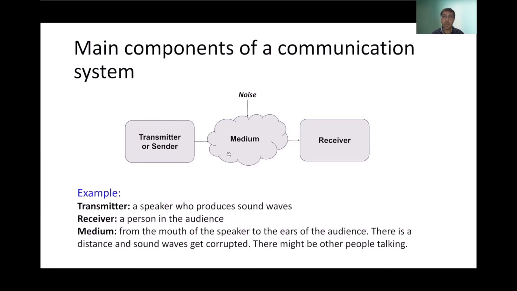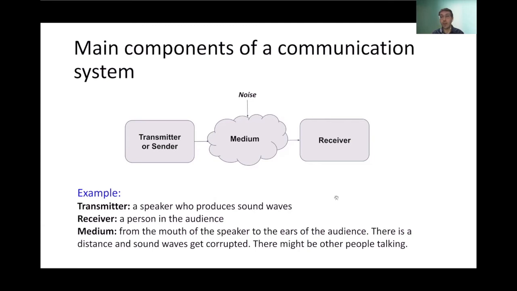There's also a receiving end, a receiver. Between the transmitter and receiver, we have a medium through which information travels. As an example, the transmitter can be a speaker who produces sound waves in the air. The receiver can be a person in the audience. And the medium is the air from the mouth of the speaker to the ears of the audience. You can see that I have added noise here to the medium. I want to emphasize that there is always corruption and distortion when information flows through the medium. There's a distance between the transmitter and the receiver, and sound waves get corrupted as they travel through the air. There might also be other people talking, and that's also part of the noise of the medium.